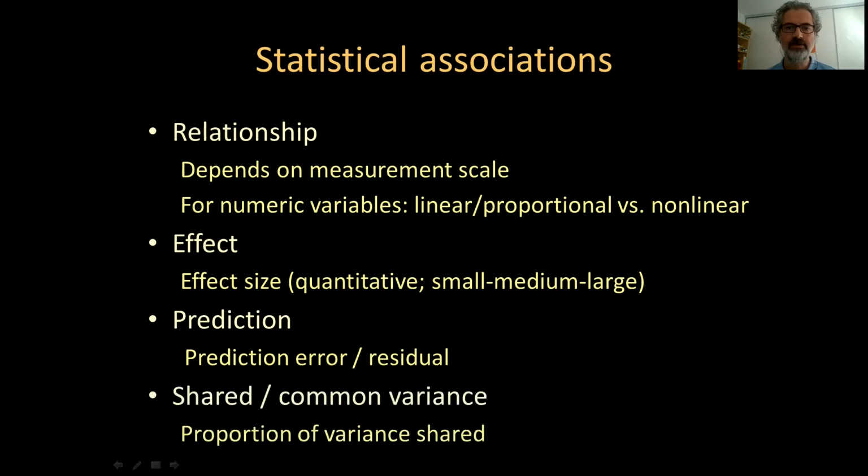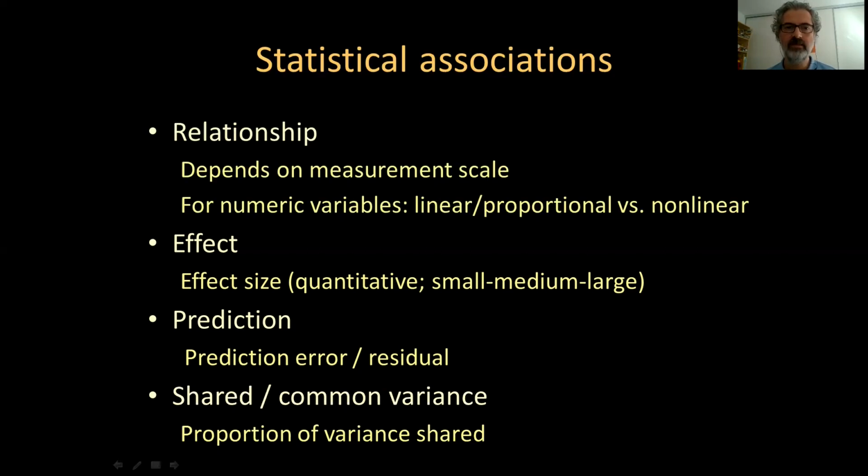One final term that is used is shared variance or common variance. So the idea here is that two variables that are related have some common variance. That's what the relationship consists in, that changes in one variable are associated with changes in the other variable. That's why they're related. And the degree to which these changes are consistent and proportional is reflected in the proportion of variance that is shared between these two variables.